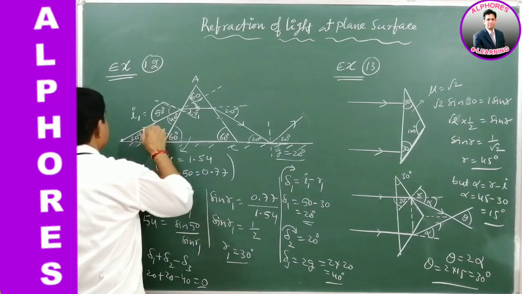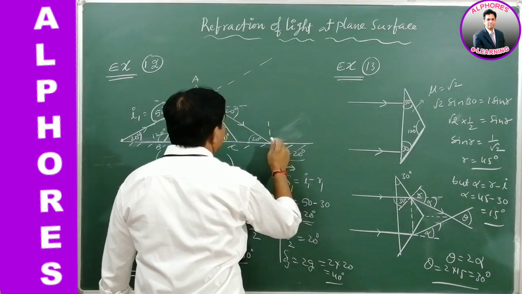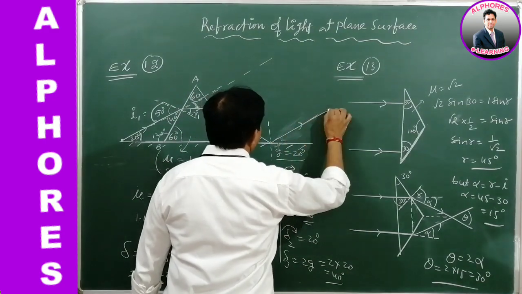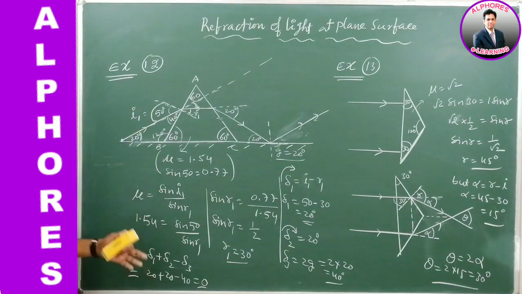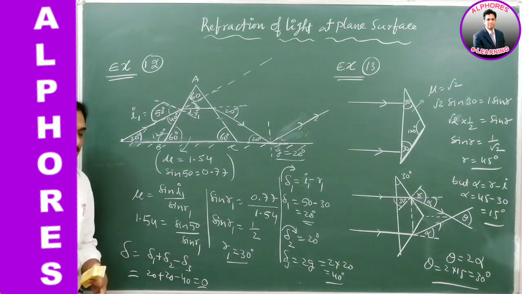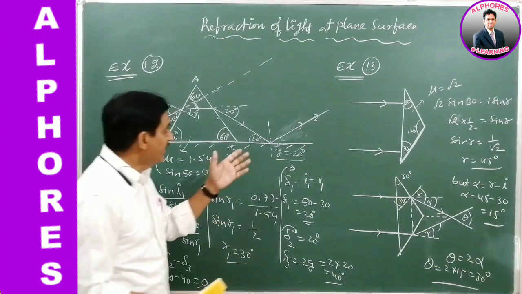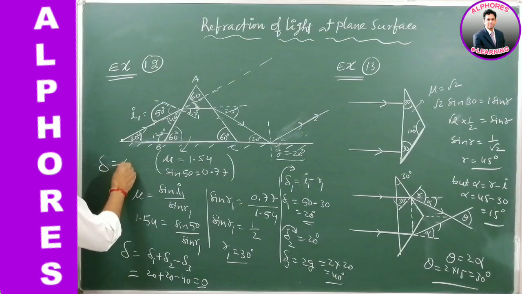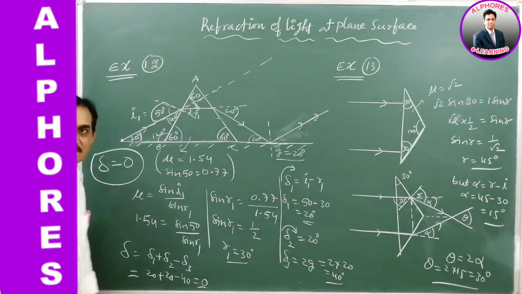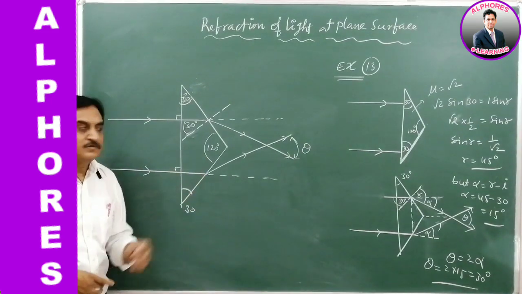See, we can imagine that this is extended like this. This is also extended in this direction. Therefore, these two are parallel to each other. Therefore, there is no question of final deviation taken by this light after 2 refractions and 1 reflection. What is the total deviation suffered by the light? 0. Right? It's over.